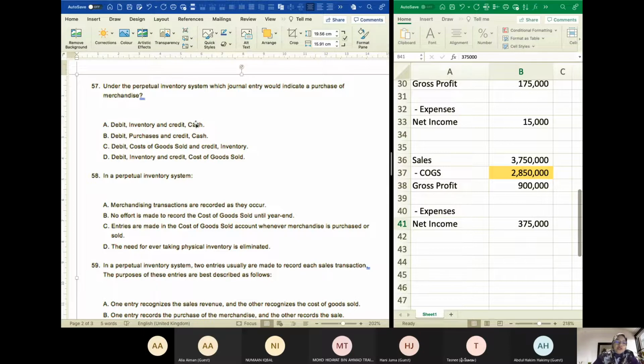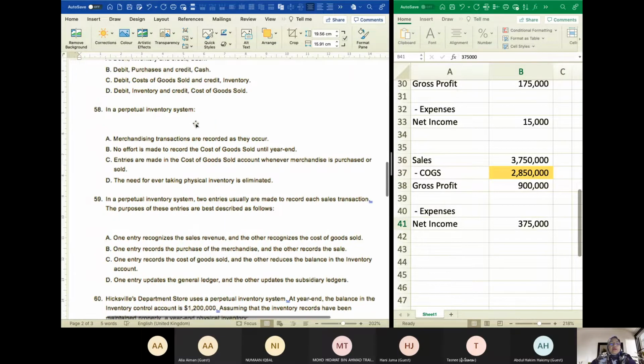You want to put a note on why the answer is wrong, because if you understand why it's wrong, that also helps you to understand the topic better. COGS has nothing to do with purchases, so that's why C and D are out. Then you are left with A and B. Under perpetual, you debit inventory or purchases? The answer is inventory. So the answer should be A.